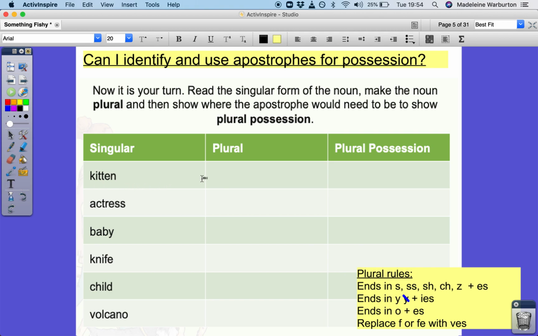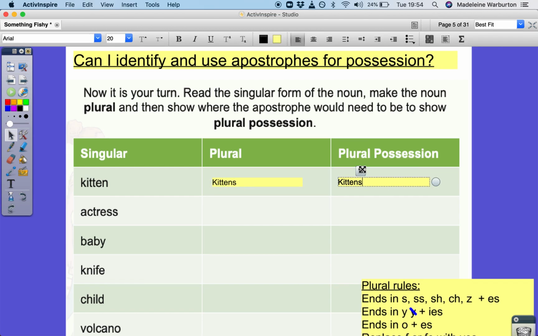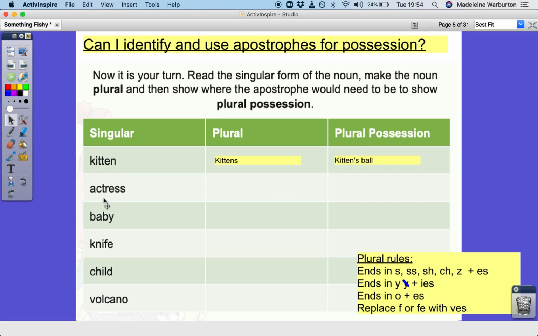So kitten. Now kitten doesn't follow any of those rules. So if it doesn't follow one of those rules, we know that we can just add an S. Kittens. Okay? Now, how do I make that plural? Plural possession. The kittens' ball. Okay?